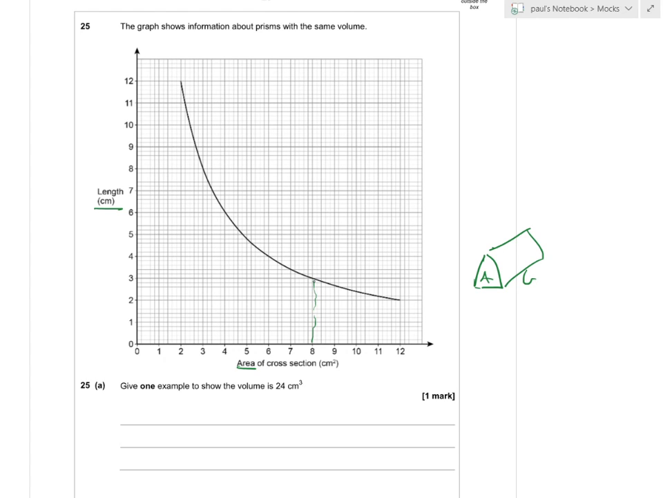So I think that 8 goes along 3. Give one example. Length 3 centimeters. Area of the cross section is 8 centimeters squared. That was number 25. You could have had lots and lots of things there, I'm sure.